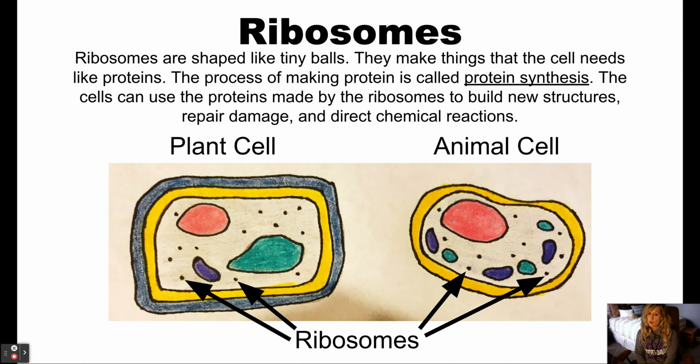Cells also have what are called ribosomes. Both plant and animal cells have ribosomes. Ribosomes are tiny, ball-shaped structures. They make things that the cell needs, like proteins. This process of making protein is called protein synthesis. The cells can use the proteins made by the ribosomes to build new structures, repair damage, and direct chemical reactions.